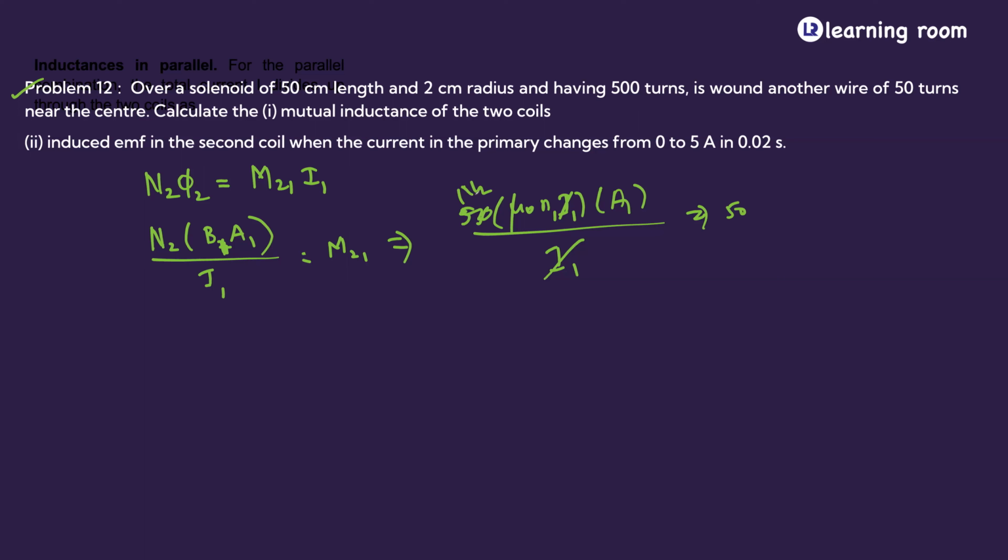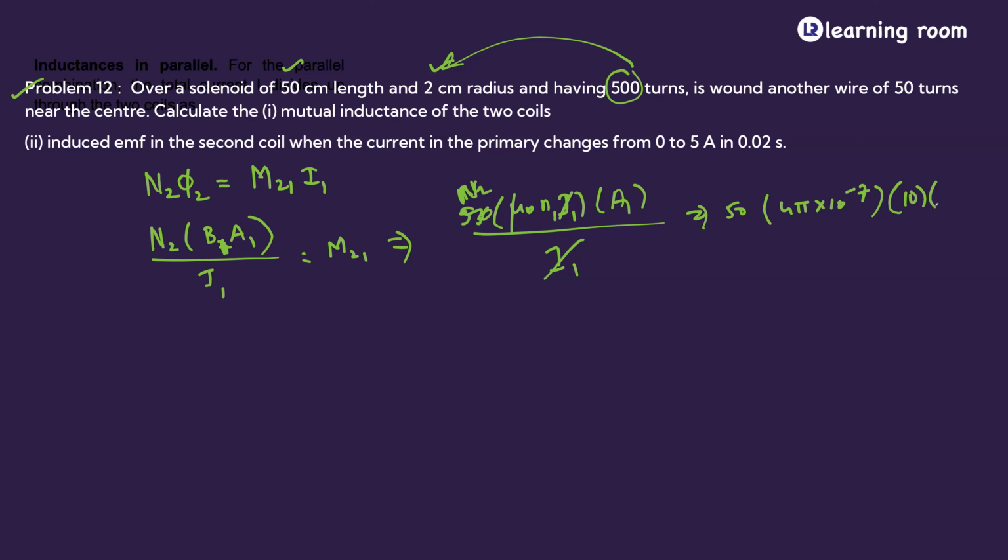Now I'll substitute the value. So 50 into mu naught, which is 4 pi into 10 power minus 7, into what is the value of n1? Number of turns per unit length. Sorry, my mistake. So it is 500 divided by 50, which is going to be 10 itself.